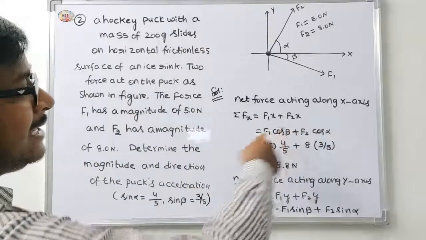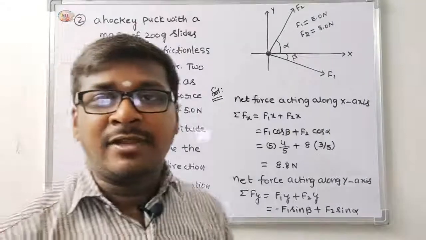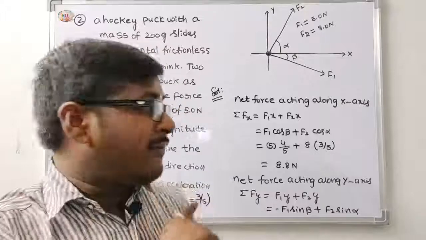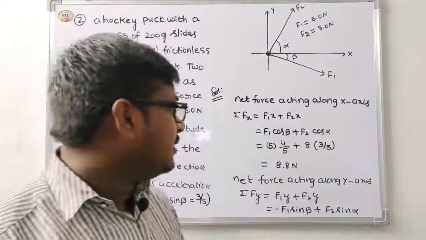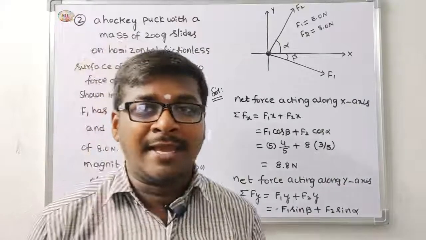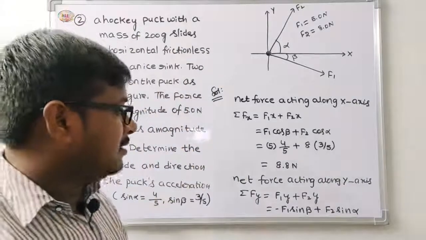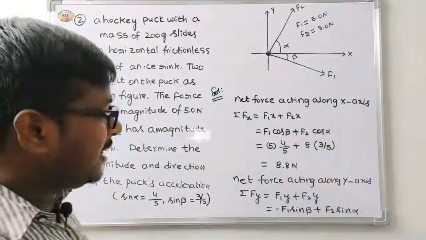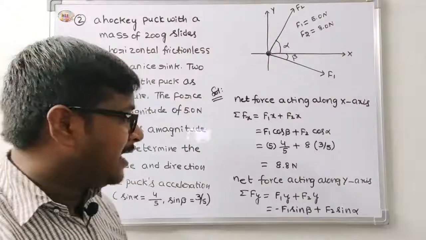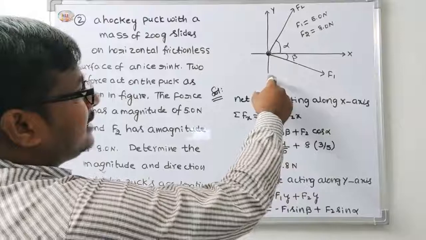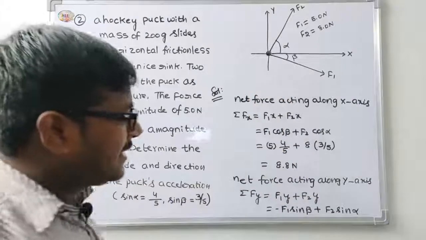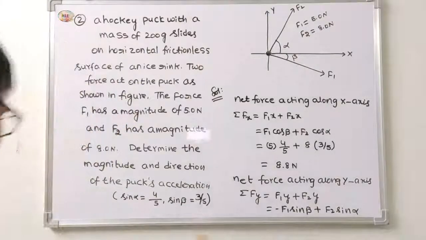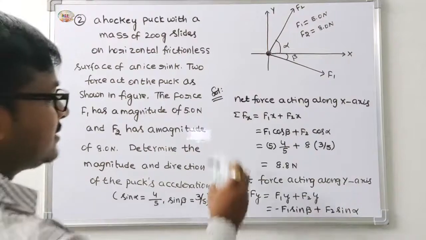The net force acting along the x-axis, sigma Fx is equal to F1x plus F2x, F1 cos beta plus F2 cos alpha. Then the values are substituted, and we find sigma Fx, the net force along the x-axis, is 8.8 Newton. Next, the net force along the y-axis, sigma Fy is equal to F1y plus F2y. F1y is along the negative axis, minus F1 sin beta plus F2 sin alpha.